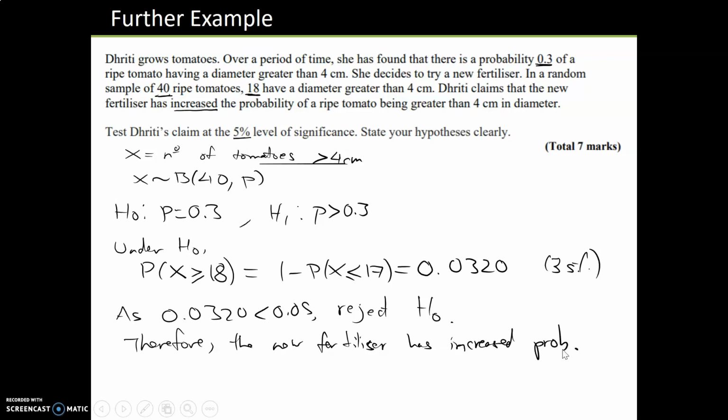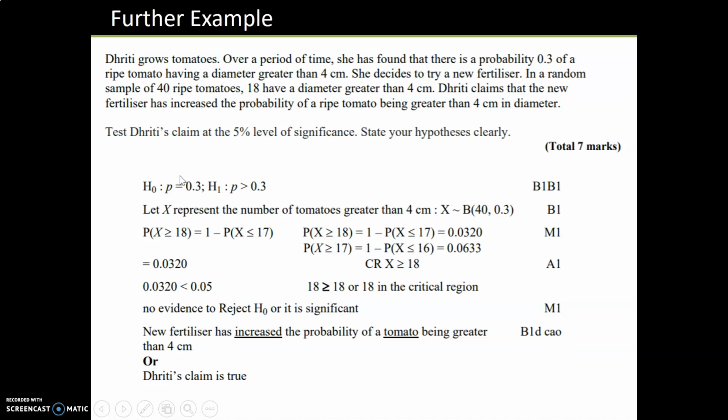If we look at the mark scheme, you'll see there are 2 marks, and I kid you not, 2 marks for writing the hypotheses. They are the silliest marks to drop. Then writing this out, X representing this, there are 2 ways of doing this. One way is to do what I've done, which is to work out the probability. The other is to work out the critical region. Either way would work.